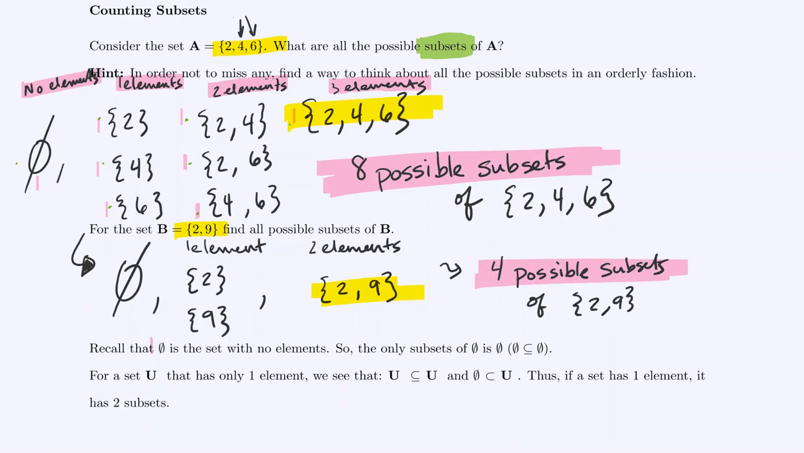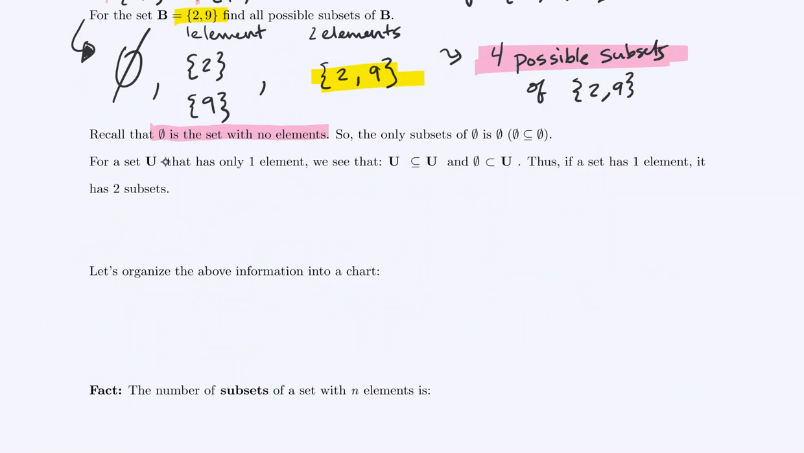Now we know the empty set is the set with no elements. So the only subset of the empty set is itself. And for a set U that has only one element, for instance the set of just the number 5, it is a subset of itself, because everything is a subset of itself, and the empty set is a subset of it as well, because the empty set is a subset of everything, and it is always a subset of itself.